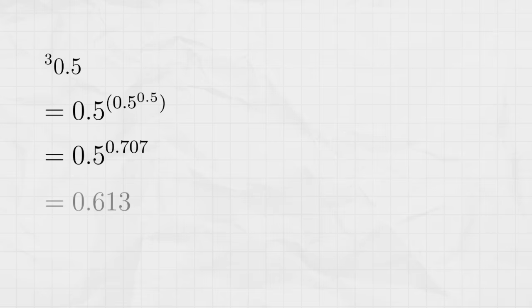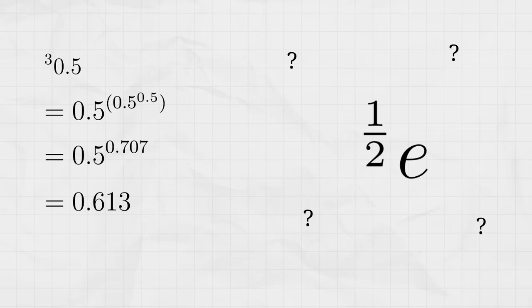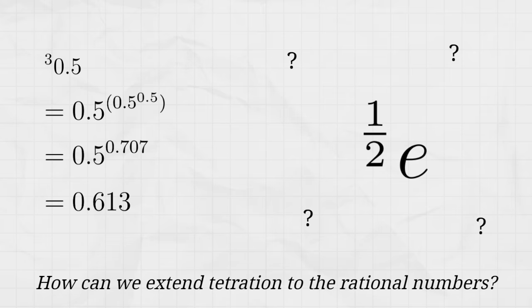So far, we've only been dealing with integers in our tetrations. Using a non-integer base is pretty straightforward. We already know how to calculate exponentials with non-integer bases and exponents, and we can evaluate the tetration in much the same way as with an integer base. But how could we evaluate a tetration with a non-integer height, like, say, the 1/2 tetration of e? More generally, how could we approach extending the domain of tetration to rational heights?